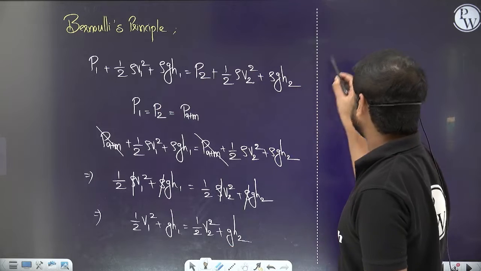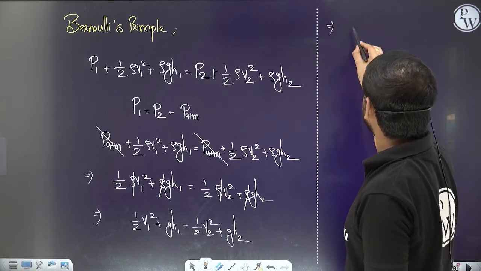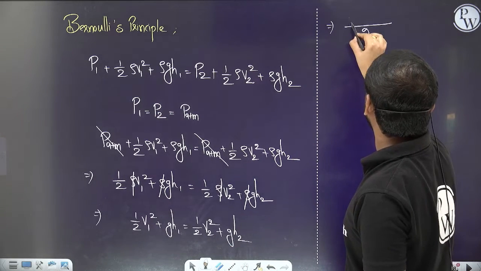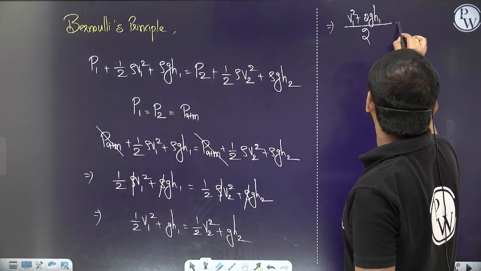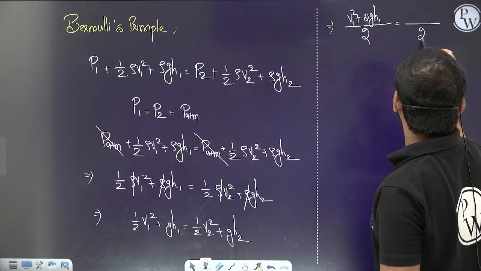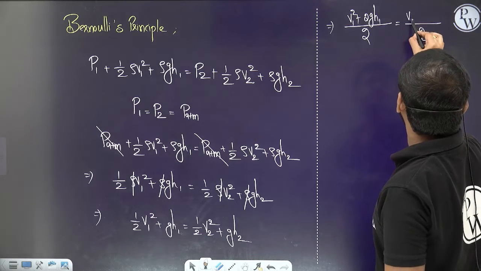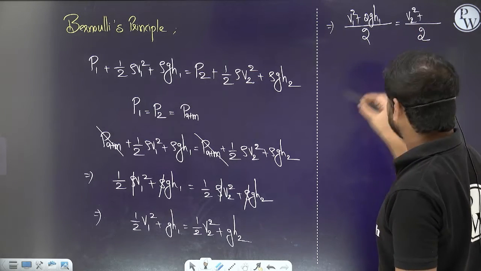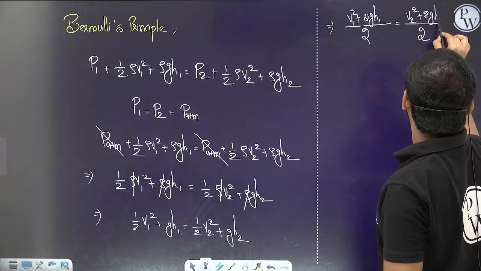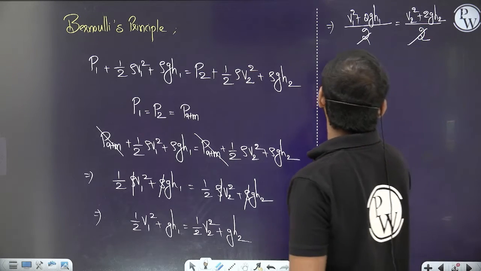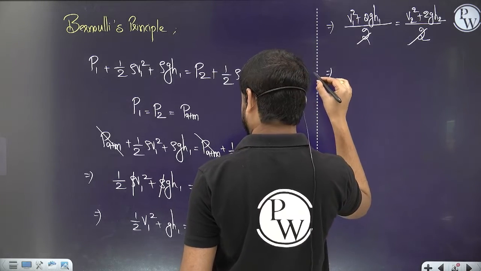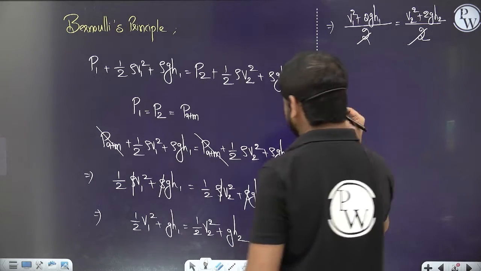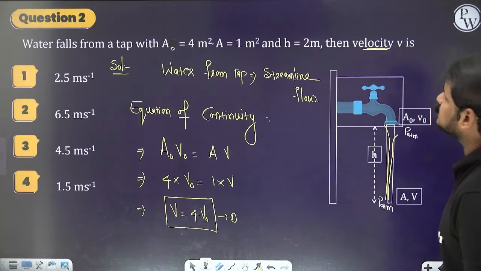So I'm taking the LCM there. So the LCM is 2. So V1 square plus 2GH1 is equal to V2 square plus 2GH2. So 2 gets cancelled. So I'll write V, yes, fine, rho GH1, rho GH2. So it's a horizontal pipe. The height is not okay.